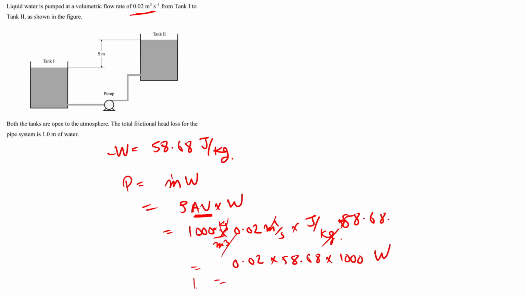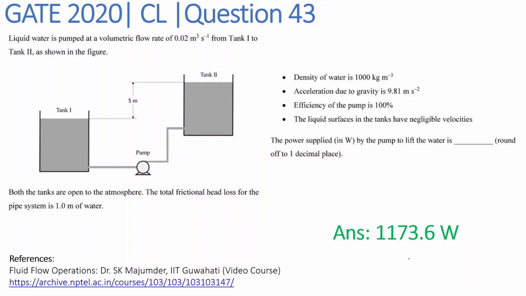So we can simplify this and it will be 1173.6 watt. The power delivered by the pump to lift the water from tank 1 to tank 2 is 1173.6 watt. So the final answer we can write as 1173.6 watt.